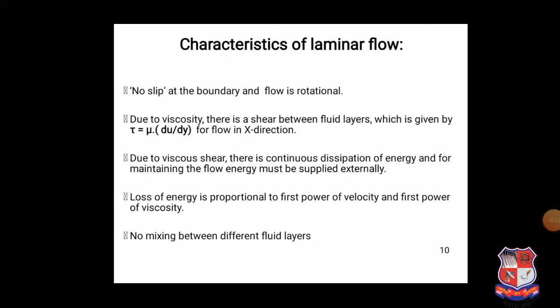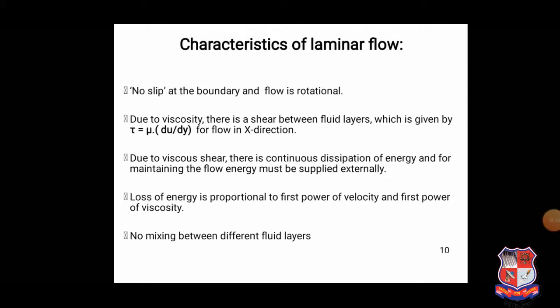Now, characteristics of the laminar flow. There is no slip at the boundary and the flow is rotational. No slip means, as we have a well-defined path in a laminar flow, or you can say in any kind of flow, that's why there is no slip. Slip means if there is a zigzag, then there will be fluctuation. Sometimes it may be high, sometimes very low.